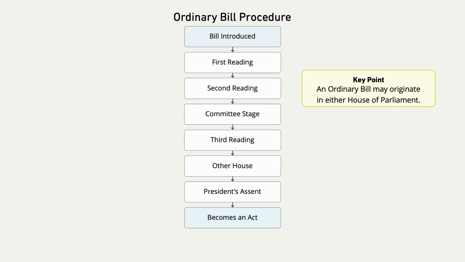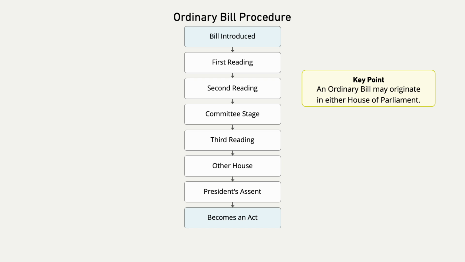Now, ordinary bill procedure. In that ordinary bill procedure, the procedure is very long. Okay, we have the first reading, the second reading, the committee stage, the third reading, the other house, the President's assent, then it becomes an Act. An ordinary bill is a bill dealing with any matter other than a money bill, or a constitutional amendment bill, or let's say financial bill. Other than that, it's an ordinary bill.